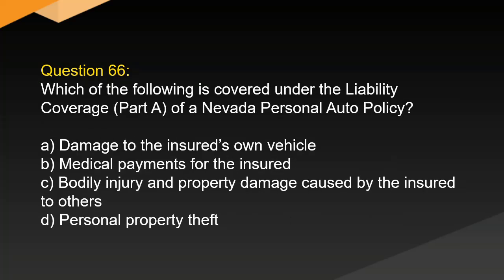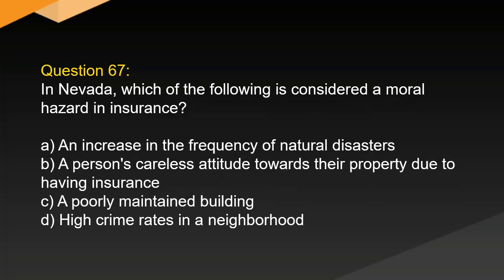Question 66. Which of the following is covered under the liability coverage, Part A, of a Nevada personal auto policy? A. Damage to the insured's own vehicle. B. Medical payments for the insured. C. Bodily injury and property damage caused by the insured to others. D. Personal property theft.